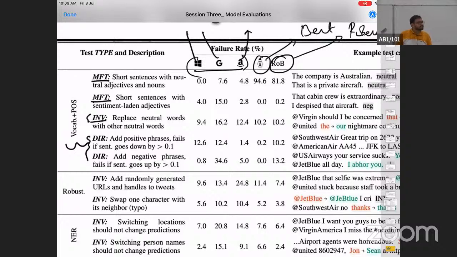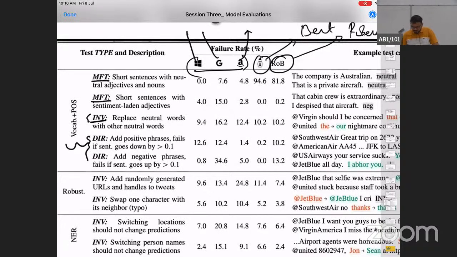One class they call MFT, one class they call INV, and one class they call DI. MFTs are those sentences which are very small in length, and they have a specific sentiment associated with them. Like "I like iPhone 12." That has a positive sentiment. Very simple sentences which have some associated sentiment. This is what they have defined as MFT.